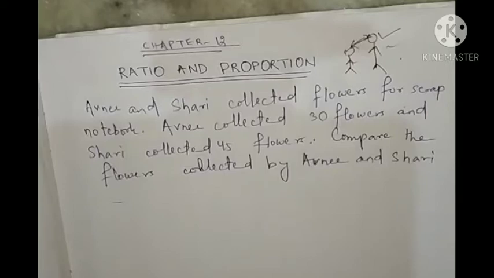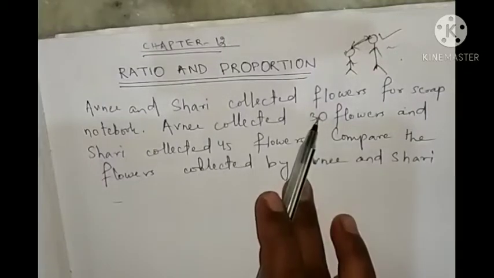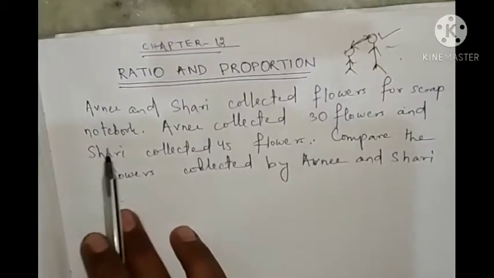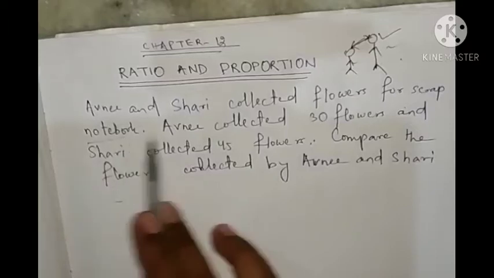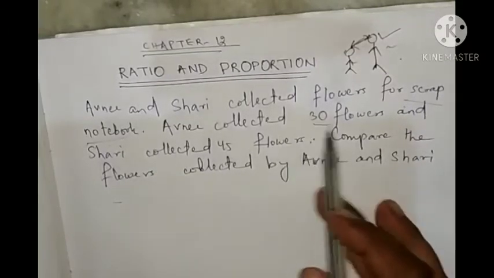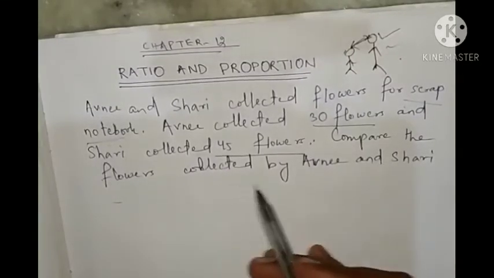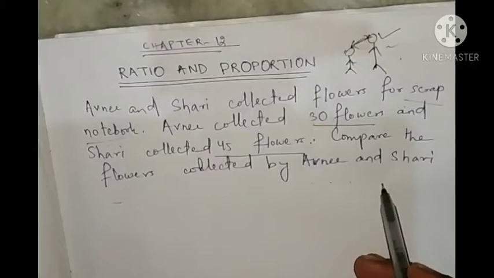We used to compare by subtracting. Look at here. Avni and Sari collected flowers for a scrap notebook. Scrap notebook means what? Where we collect something and paste it. Avni collected 30 flowers and Sari collected 45 flowers. Compare the flowers collected by Avni and Sari.